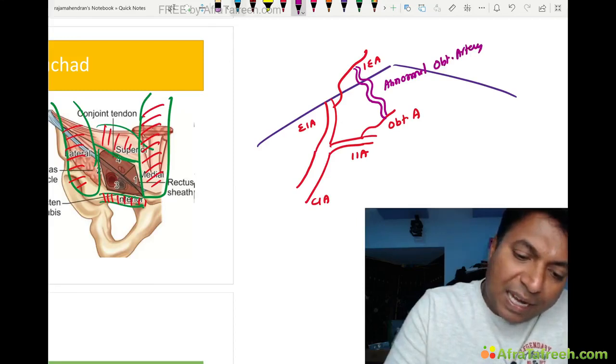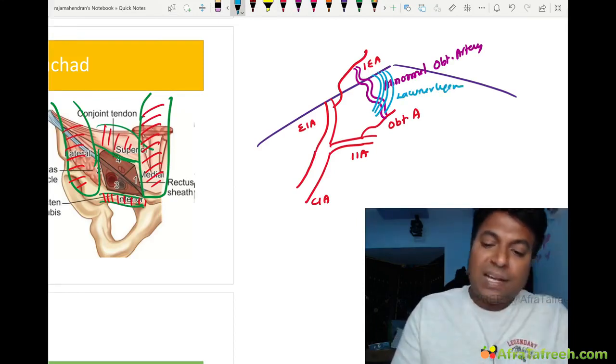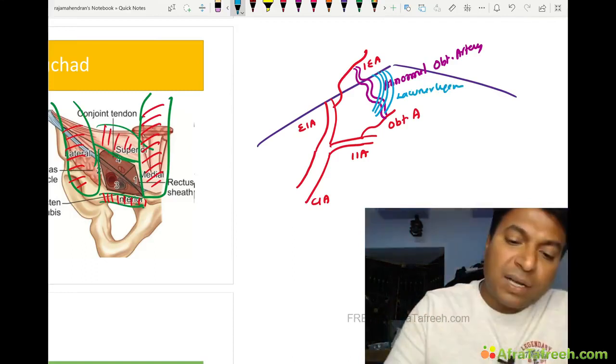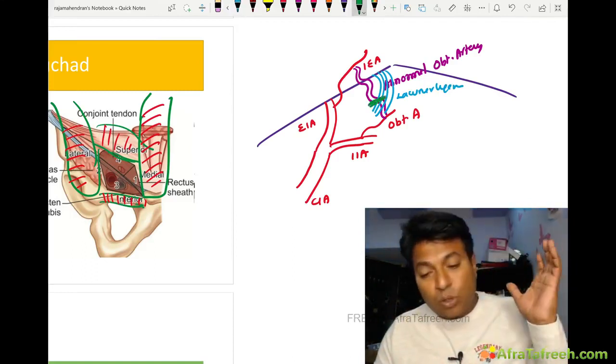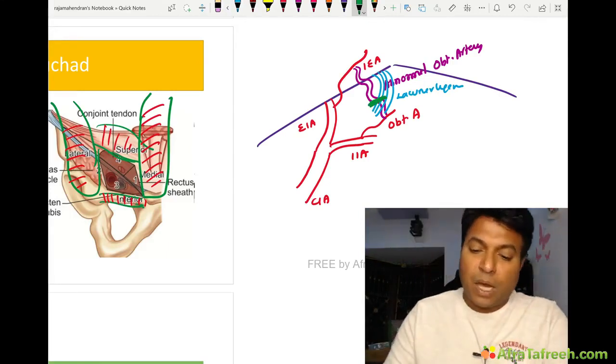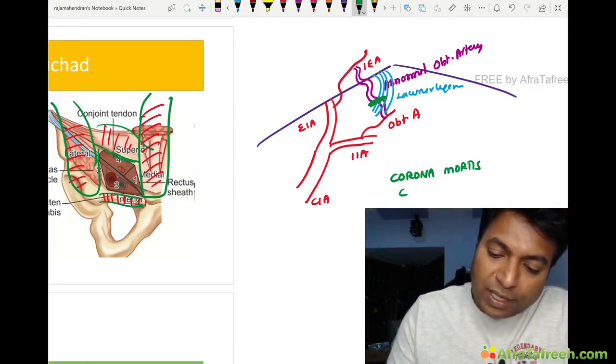It is exactly lying on the lacunar ligament. So when I try to cut the lacunar ligament, or when I do something here, I can injure the abnormal obturator artery, and it will bleed torrentially and the patient can die. Now you can see corona mortis. Corona mortis, or circle of death, is formed by what vessels?